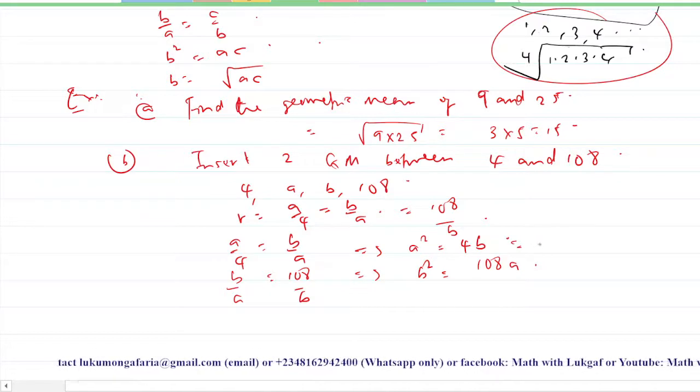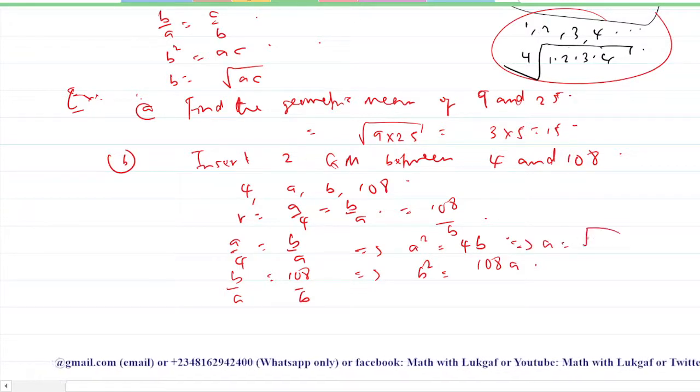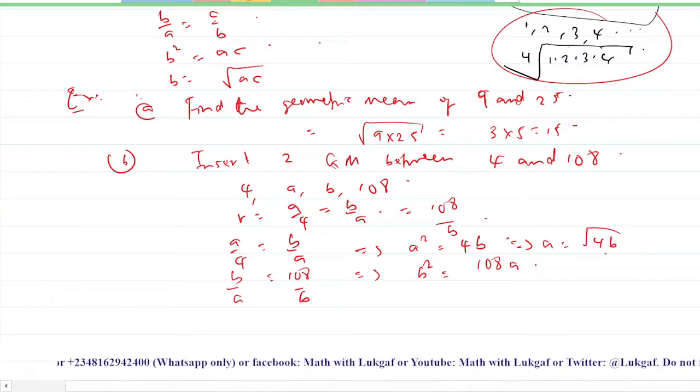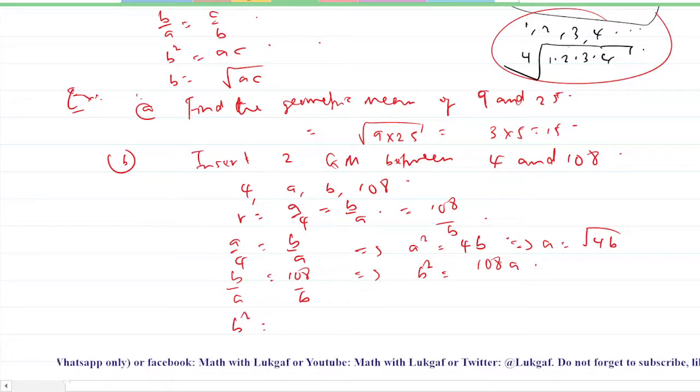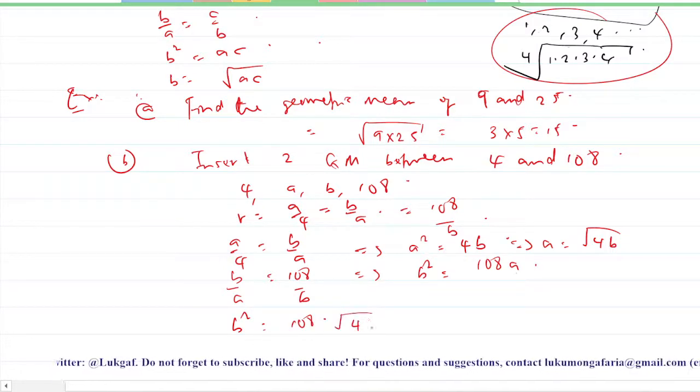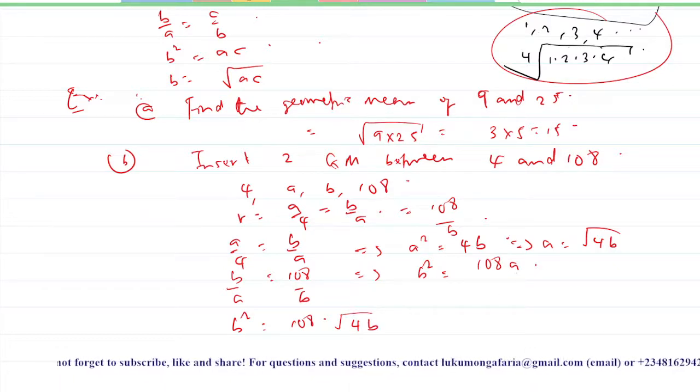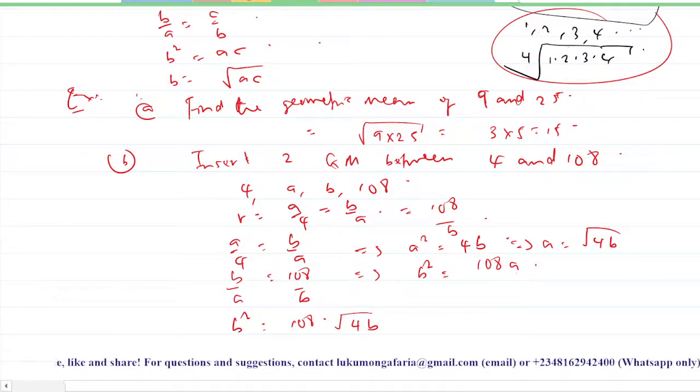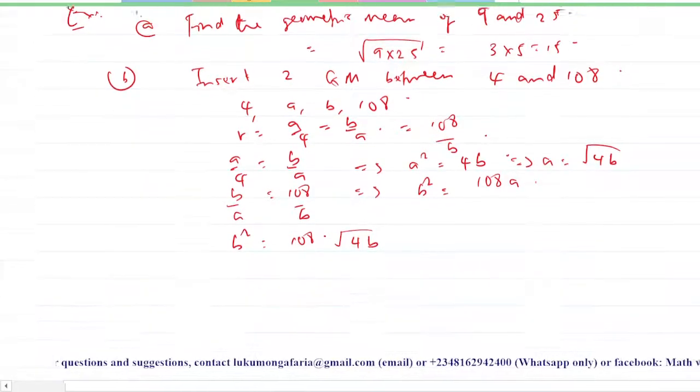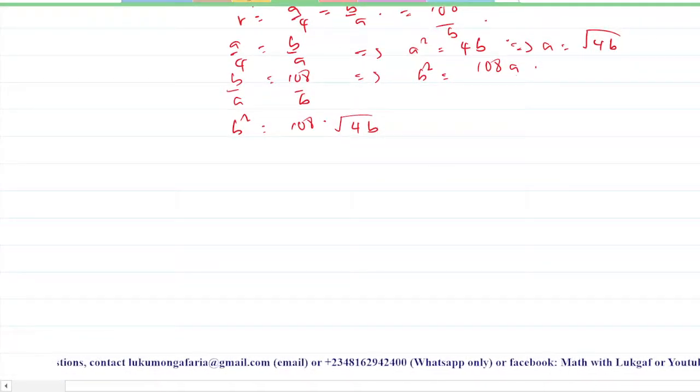to 4B, you can say that A is equal to square root of 4B. So with that, you can just substitute the value of A here. Then I'm going to have 108 multiplied by, and what is your A? That is root 4B. Understand now? That is the same thing as square root of 4B.